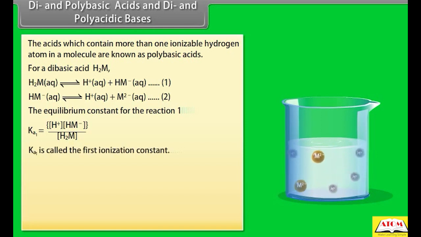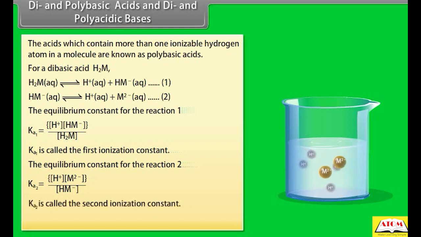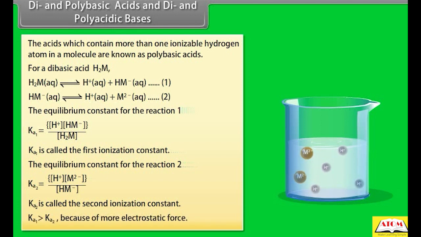Ka1 is called the first ionization constant. The equilibrium constant for reaction 2, Ka2, is equal to H plus into M square minus by HM minus. Ka2 is called the second ionization constant. Ka1 is greater than Ka2 because of more electrostatic force.